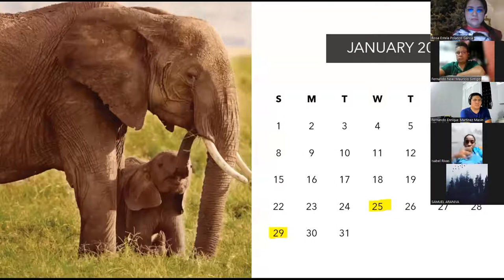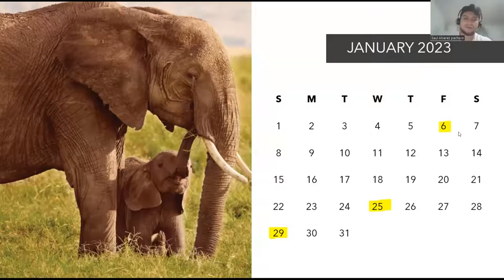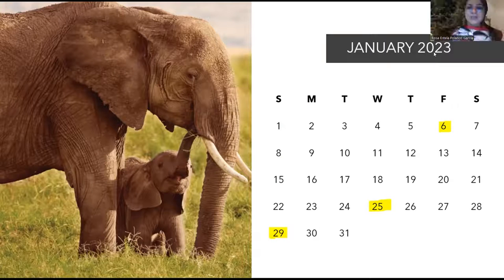The first one. On Friday, January 6th. Friday, January the 6th of 2023. Yes. Now, this one. On Wednesday, January the 25th of 2023. Yes, correct. Next.